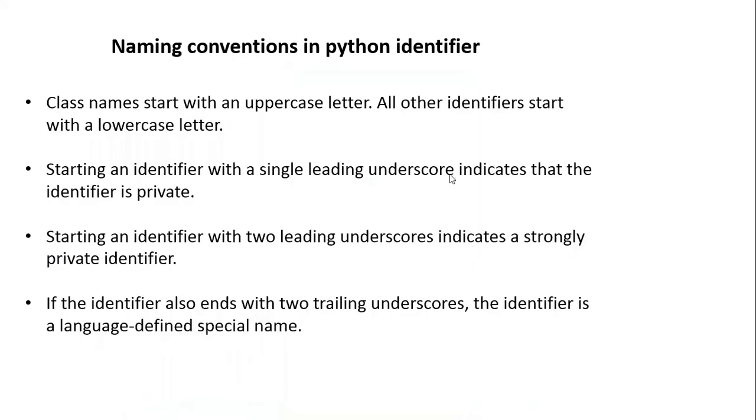Next thing is the naming conventions in Python identifiers. How would you name things? Whatever class name you have, the class name will always start with an uppercase letter, and all the other identifiers that we have, like functions or modules, will start with lowercase letters. The second thing is that you can start an identifier with an underscore.